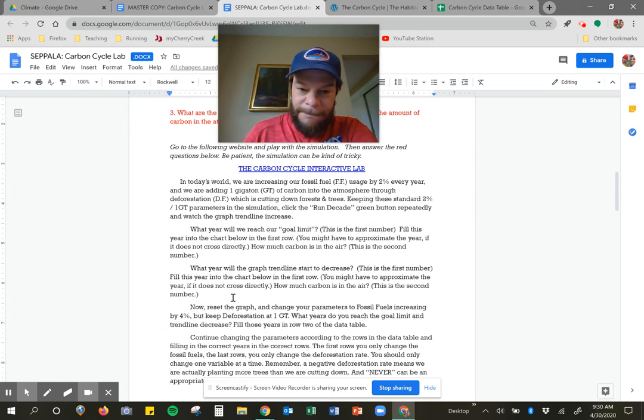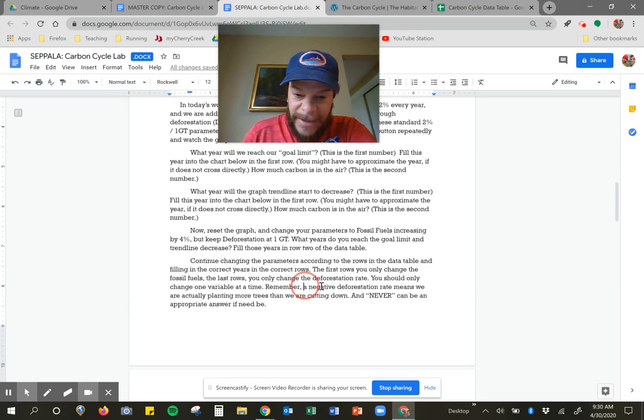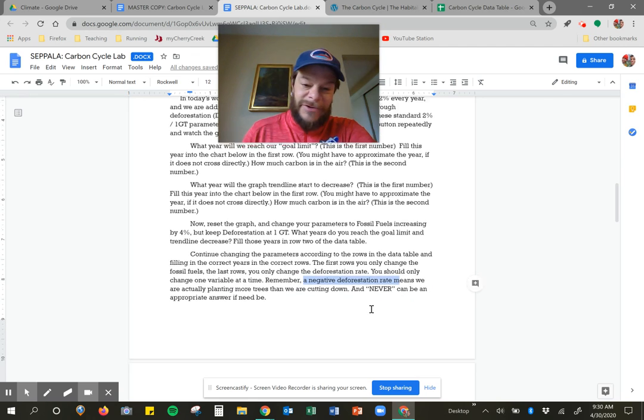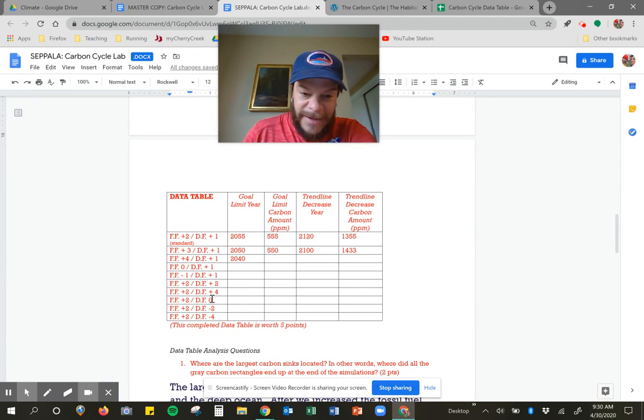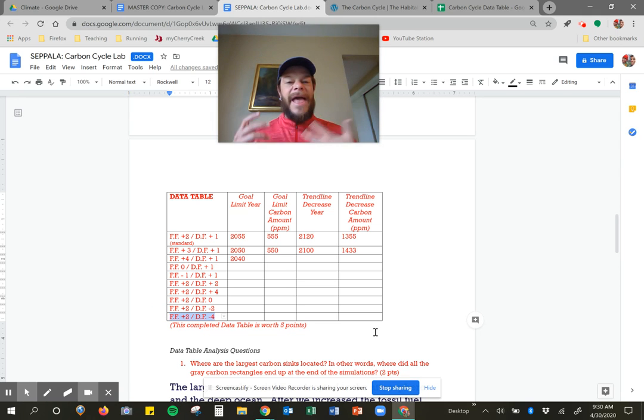Remember, as we said up here, a negative deforestation rate means we're actually planting trees. So right here with this deforestation rate of -4, that means we're adding trees to the environment, or adding grasses, or adding some type of plant that can suck carbon out of the air.